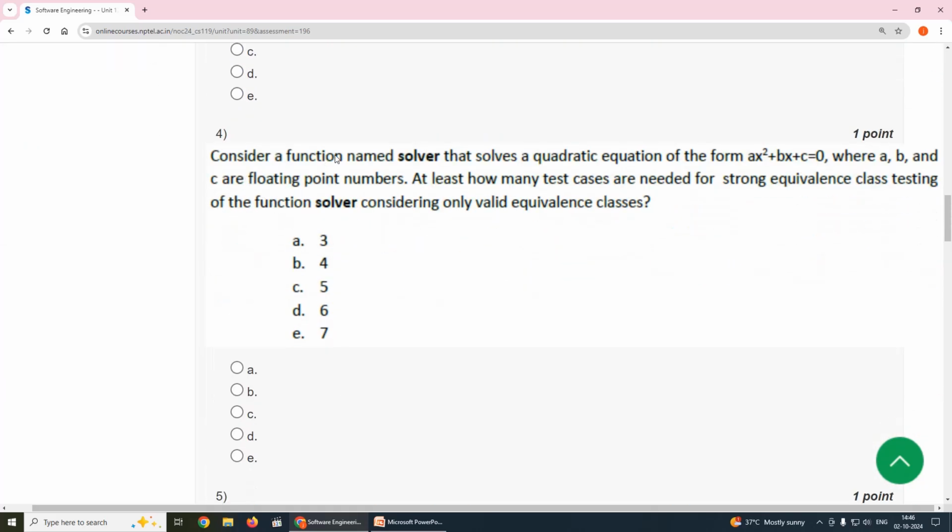Fourth one, consider a function named solver that solves a quadratic equation of the form ax square plus bx plus c is equal to 0, where a, b, c are floating point numbers. At least how many test cases are needed for strong equivalence class testing of the function solver, considering only valid equivalence classes? Our suggestion is 3.